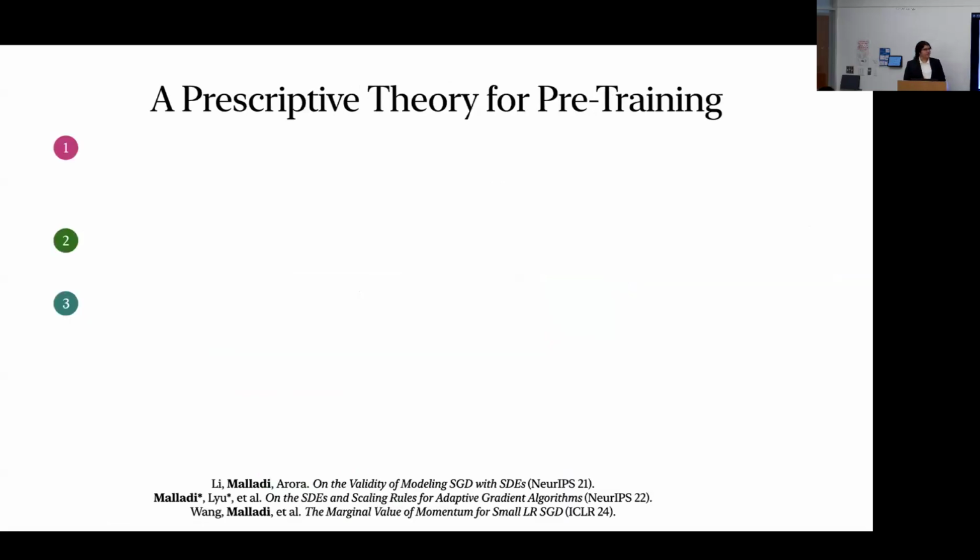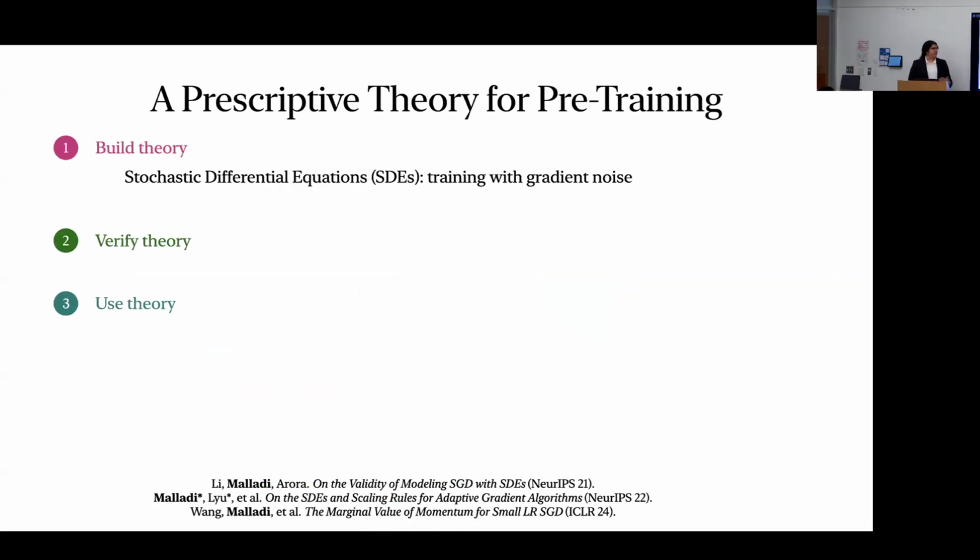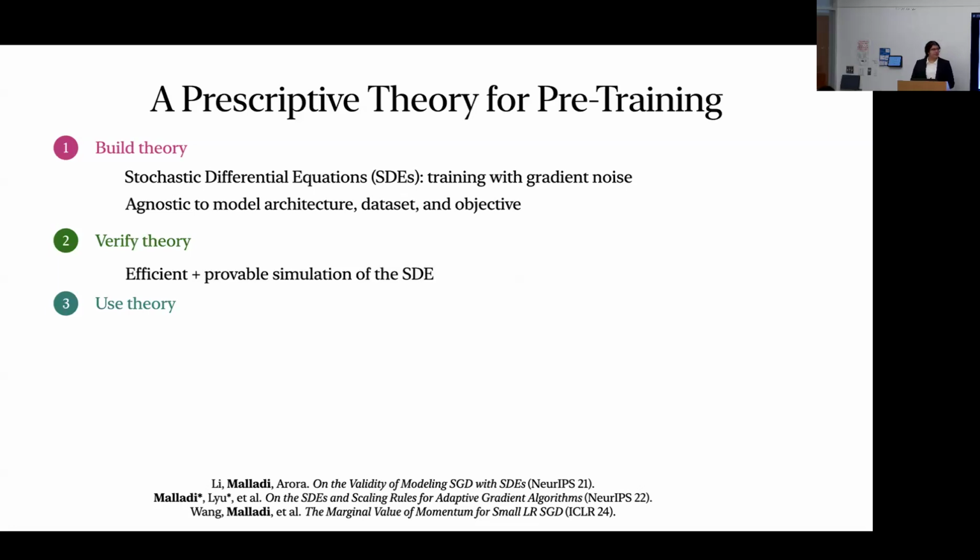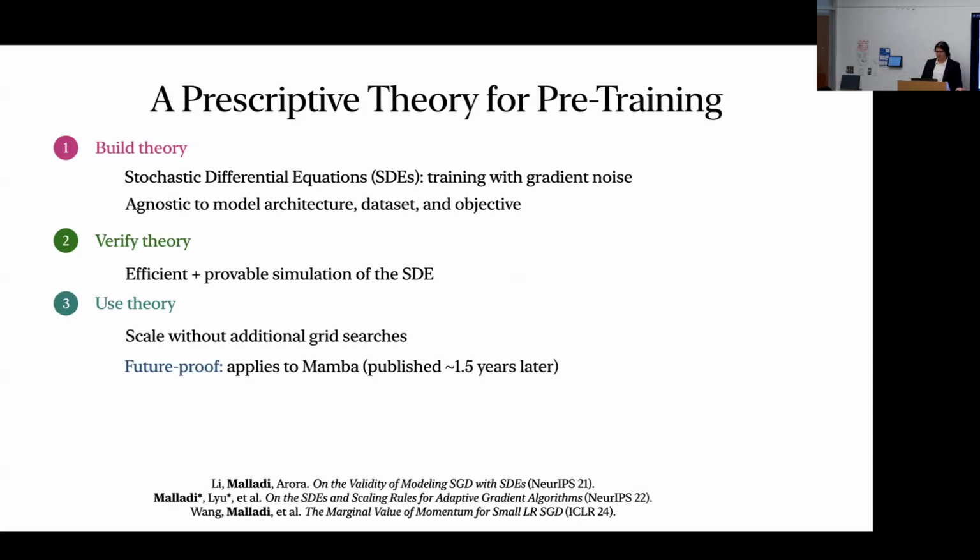Okay, I'll recap my prescriptive theory for pre-training. We had these 3 steps. To build the theory, we developed this idea with stochastic differential equations, or SDEs, that allow us to capture what happens when you train a model with gradient noise. Each result is agnostic to the model architecture, data set, and objective. Then we were able to verify the theory by designing an efficient and provably sound simulation of the SDE that can be run in any new setting. And we applied the theory to scale without additional grid searches, so we could go up to a highly distributed training setting and confidently set our hyperparameters.